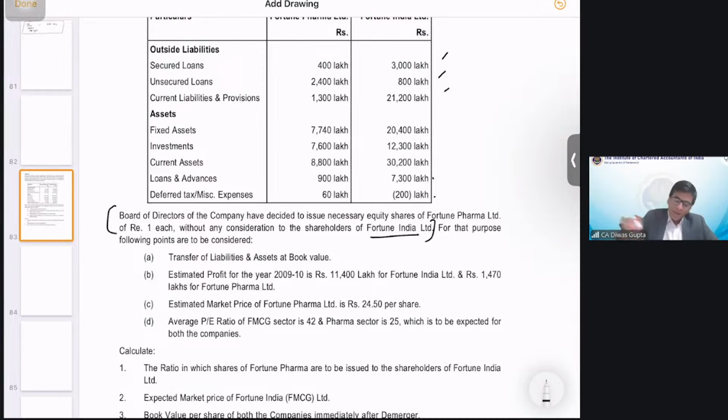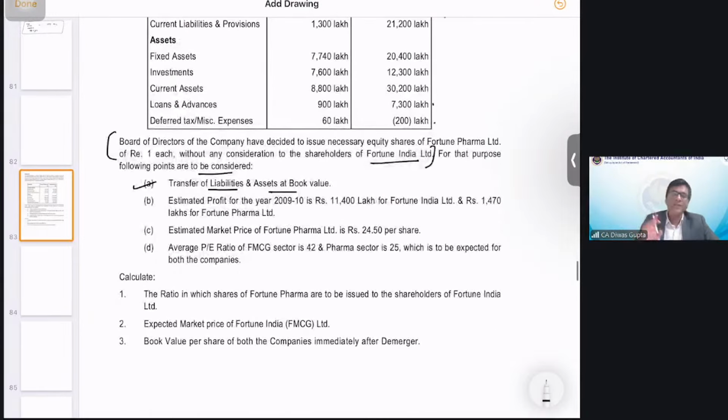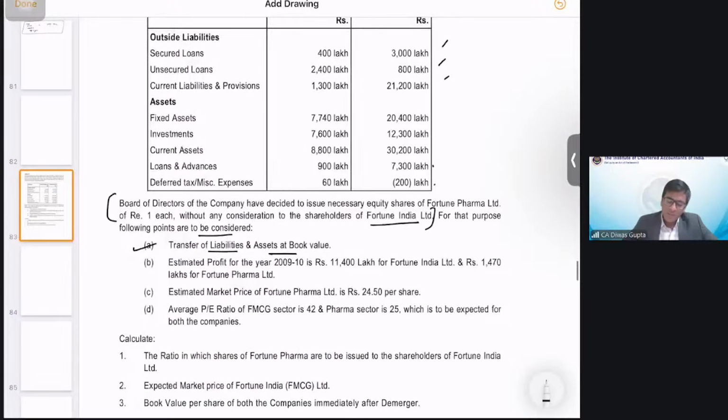For that purpose, the following points are to be considered. Transfer of liabilities and assets at book value. Okay, there is no revaluation that is going to happen. Estimated profit for the year 2009-10, which is the next year, is 11,400 lakhs for Fortune India Limited and 1470 lakhs for Fortune Pharma Limited.